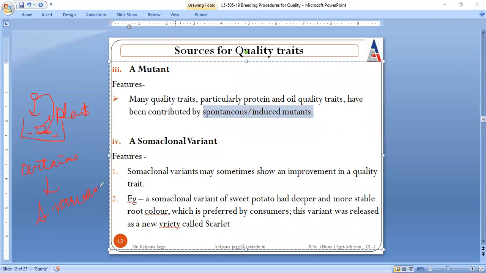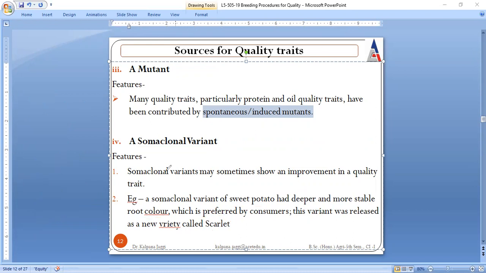And the result of somaclonal variation is a somaclonal variant. This in turn is also important in improving the quality trait. For example, a somaclonal variant of sweet potato had deeper and more stable root color, and these qualities are appreciated by the consumer. As a result, it is preferred by the consumer, and this somaclonal variant of sweet potato with a deeper and stable root color is now called a new variety, that is Scarlet.